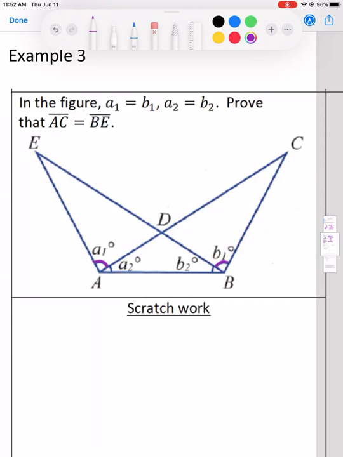A2 is also equal to B2. So we mark those with 2 marks. There's A2 and B2, the little skinny ones. We need to prove that AC is equal to BE. Okay, proving that AC, that's this whole long thing here, that side is the same as BE, which is this long side here.